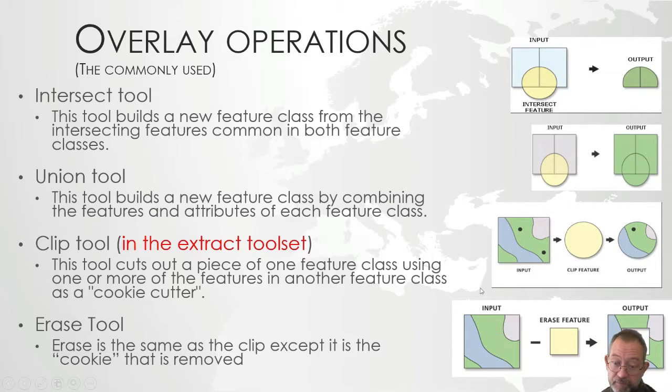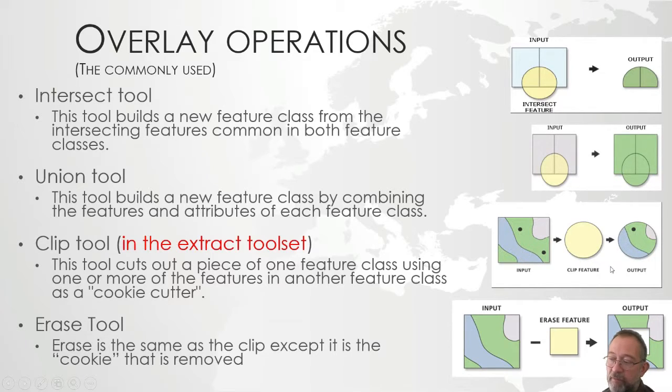The clip and the erase tools, we often call them cookie cutter tools, because they have an input layer and then a clip or an erase layer, and the clip or erase layer functions as a cookie cutter. In the case of the clip, we have the input layer and our clip layer, and what we get in the output is what was inside the cookie cutter. So the dough inside the cookie cutter. The erase tool is the opposite. Here the resulting output is the dough that is outside the cookie cutter.